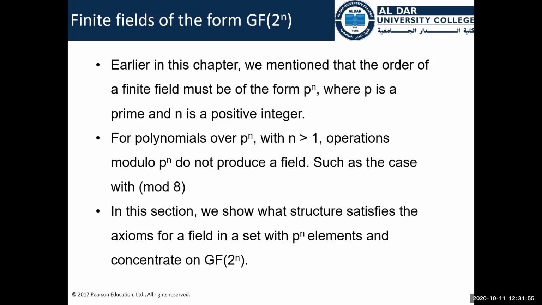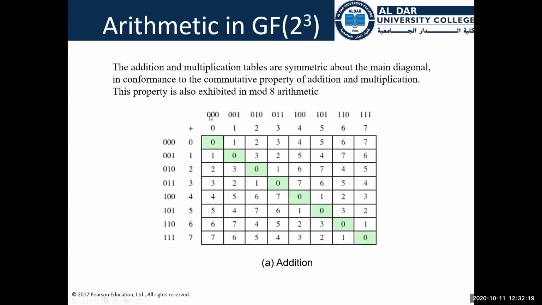Now we understand how to make GF of 2. Now we move to GF of 2 to the power n. GF of 2 to the power n means we can have binary operations between the binary representation of polynomials. Let's check this. This is addition for mod 8 arithmetic, but this addition is just an XOR operation.